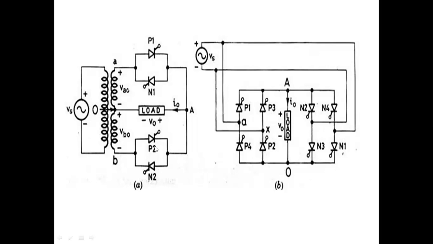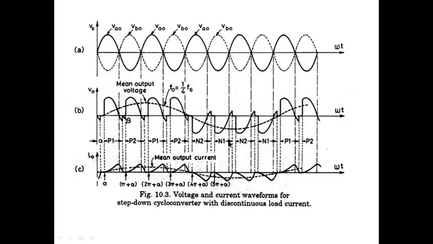When we give P1, P2, the current is in this direction. When N1, N2 are forward biased, the current is in the opposite direction. That's why we are taking negative cycles for N1 and N2. See, when you give a firing pulse during the positive cycle, N2 is forward biased, but the current direction is reversed in the load. That's why we are getting negative here.